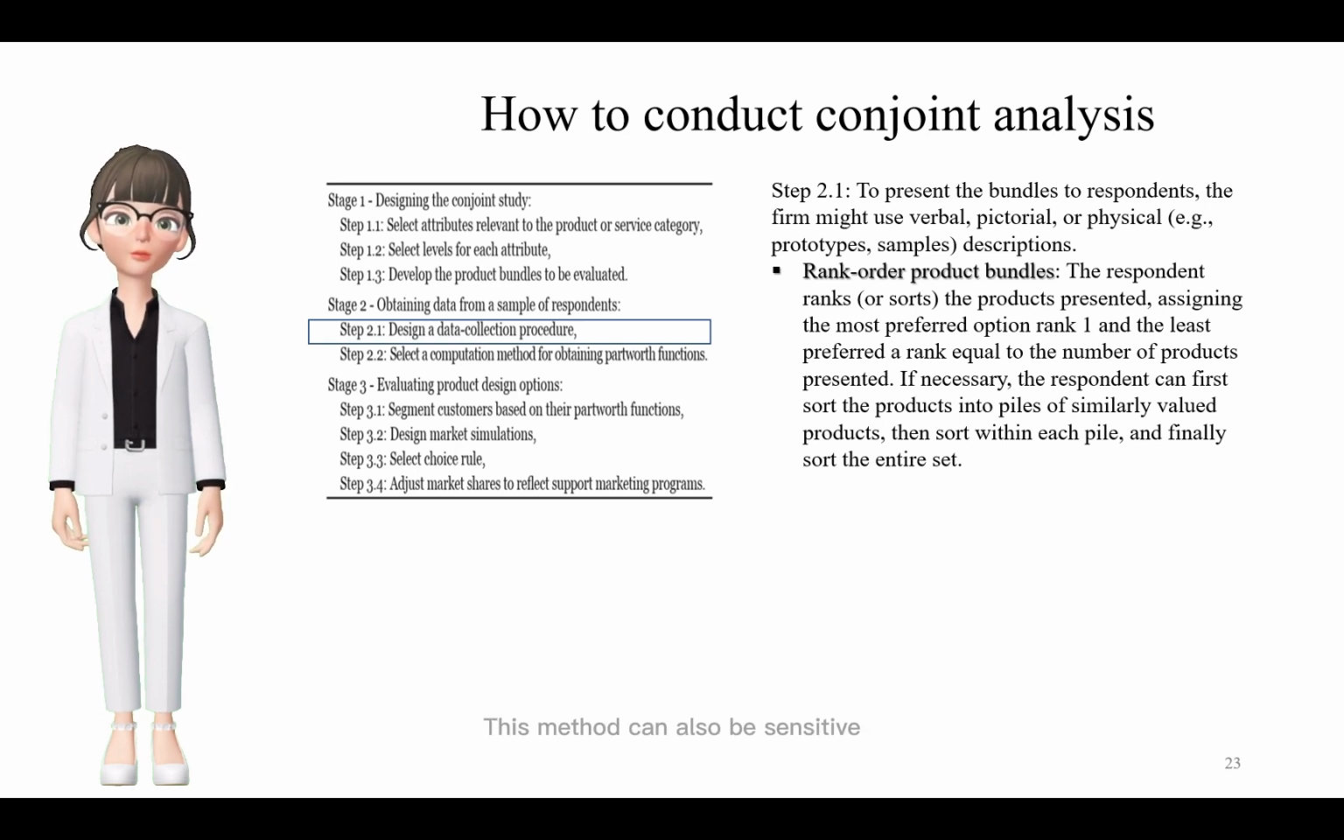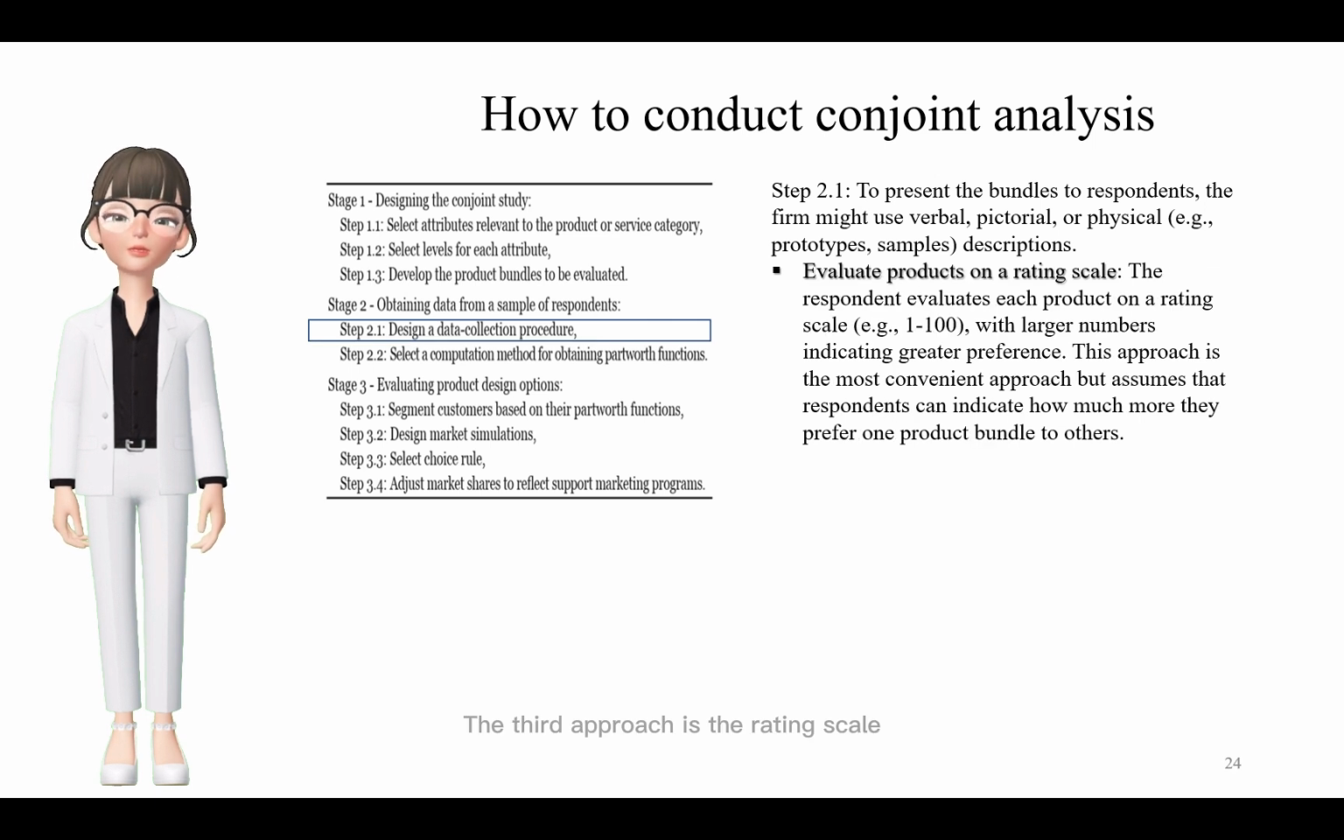This method can also be sensitive to the number of products evaluated and the number of attributes included in each product bundle. As the number of products and attributes increases, it may become more challenging for respondents to accurately sort or rank them, which can lead to measurement errors and reduce reliability of the results.